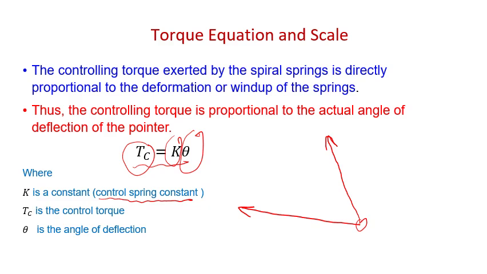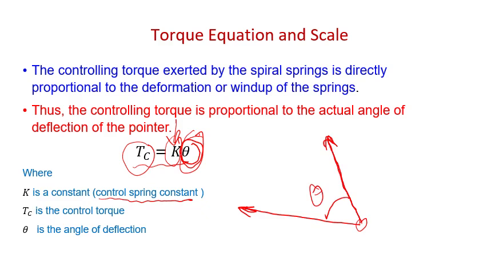So now that spring having a constant, the constant is given as K, and theta will be the result of this operation. Means when the pointer is starting from here, it's going to stop here, so the result will be theta. So this is the theta we are talking about.